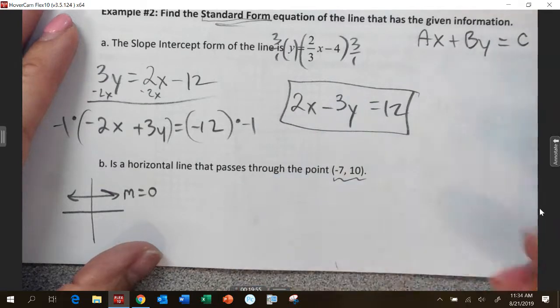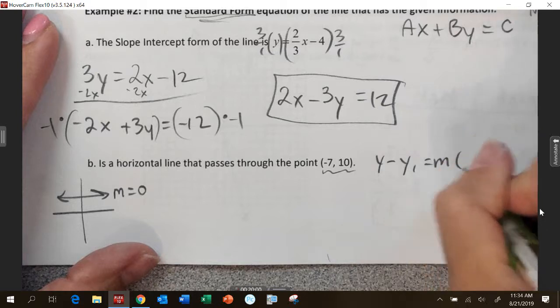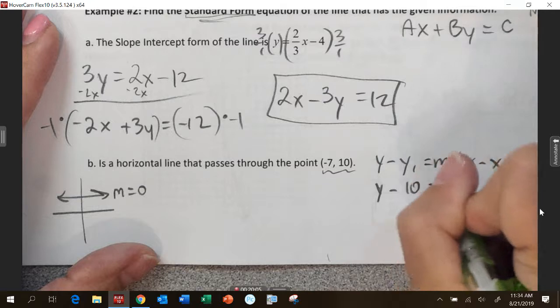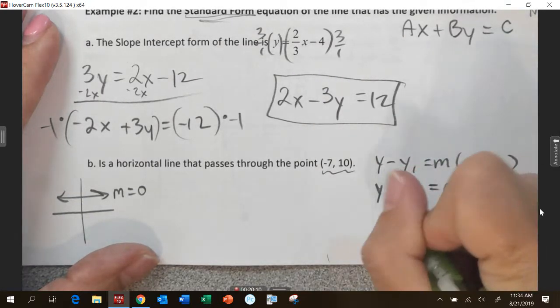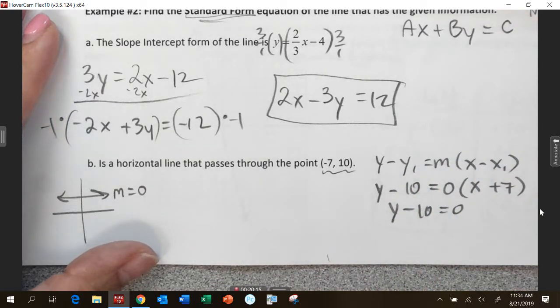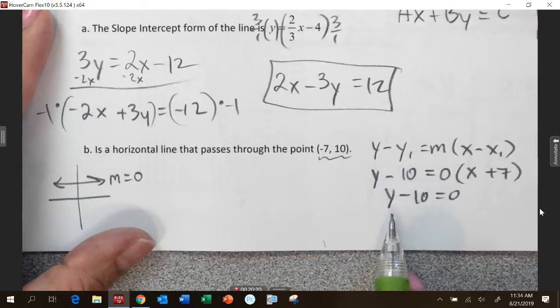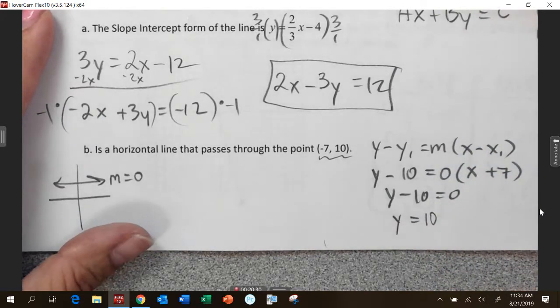So if we do point slope formula, just to remind you, point slope formula is y minus y1 equals m times x minus x1. So I'd go y minus 10 equals 0 times x plus 7. I get y minus 10 equals 0. Is this standard form? Is this ax plus by equals c? Here, move the 10 over. So we'll add the 10 and we get y equals 10. So this is standard form.